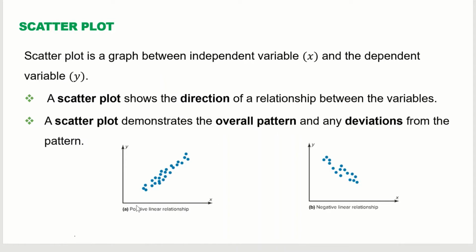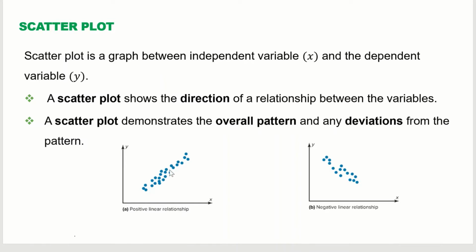That is, when you move from left to right along the x-axis, we look at the pattern, whether it is going up or going down. If it is going up, we say that there is a positive relation. If it is going down, we say that there is a negative relation between the independent and dependent variable. But if you don't see a trend, there is no relationship. So remember, the scatter plot demonstrates the overall pattern and any deviation from the pattern.